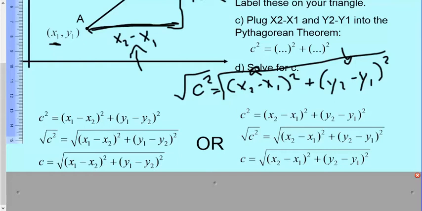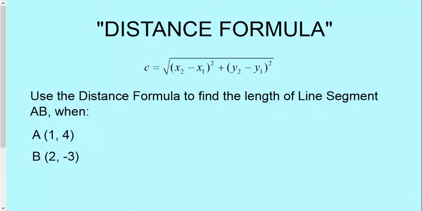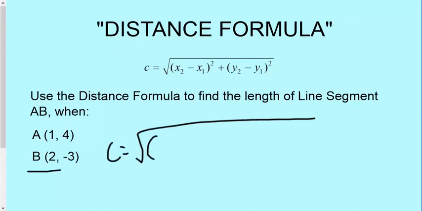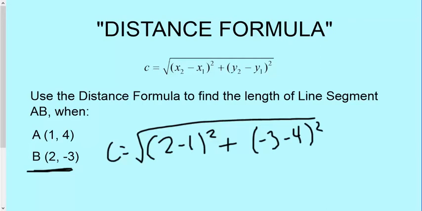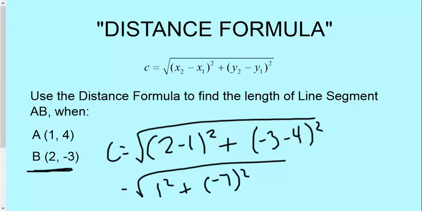So let's try out a problem or two using this method. So here we're going to find the distance, and using this formula, we're going to say that c is equal to the square root of, let's subtract our x values. So I'm going to start off with b. I'm going to say 2 minus 1 squared plus, and I'm now going to have negative 3 minus 4 squared. So that's going to be the square root of 1 squared plus negative 7 squared. And I'm going to put that in parentheses, otherwise I can't do it.